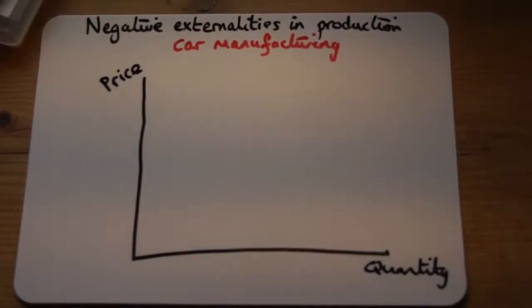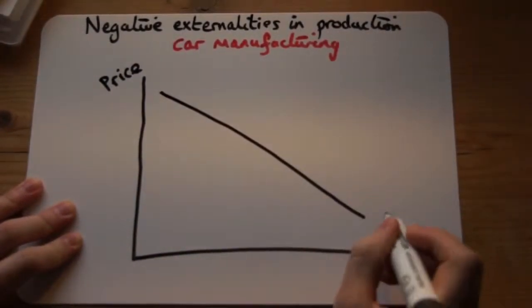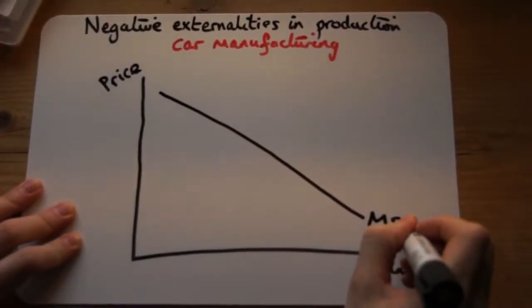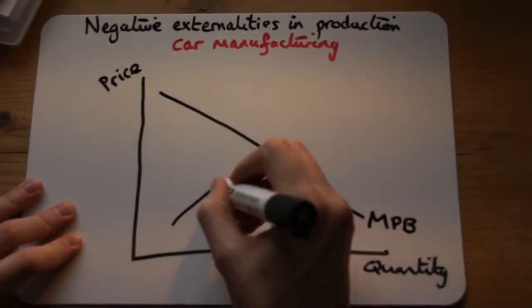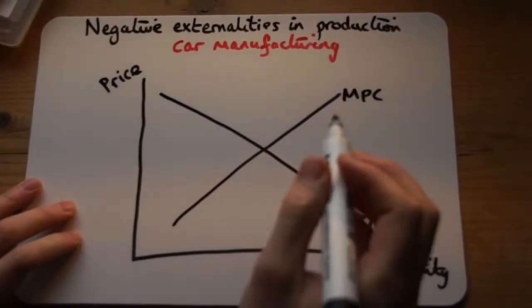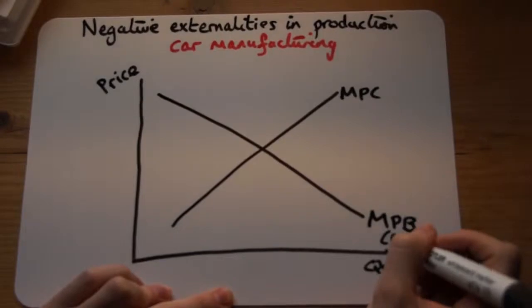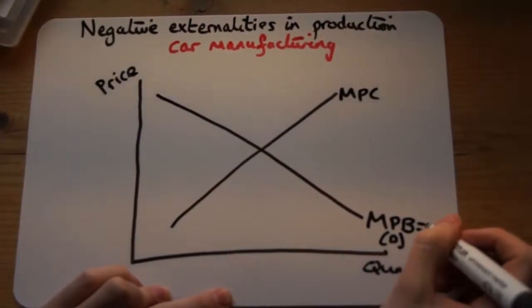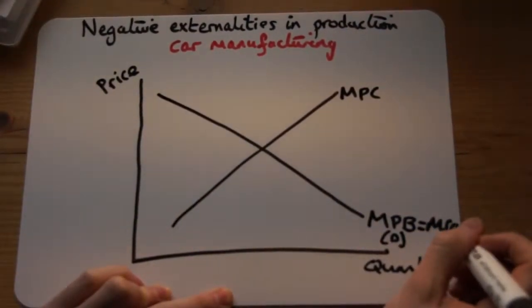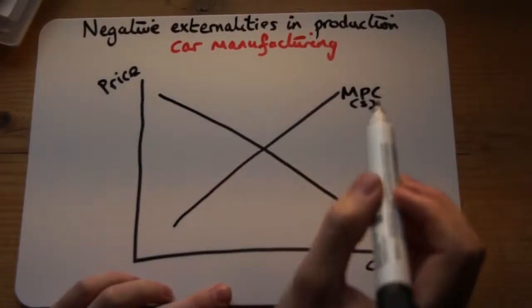This is a how-to guide on drawing negative externalities in production, and the example we're going to use here is car manufacturing. So the first thing we need to do is find the marginal private benefit and the marginal private cost. Because we're looking at production here, nothing to do with consumption or consumers, so nothing to do with the demand, we equal the private benefit to the social benefit as well, because we're looking at the production, so we're looking at supply.